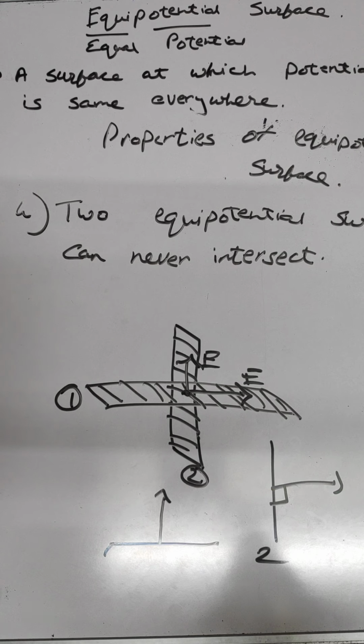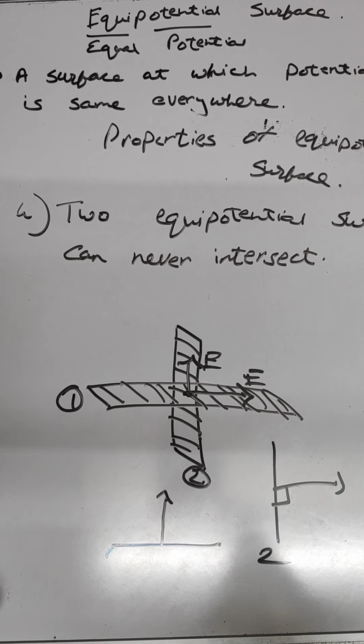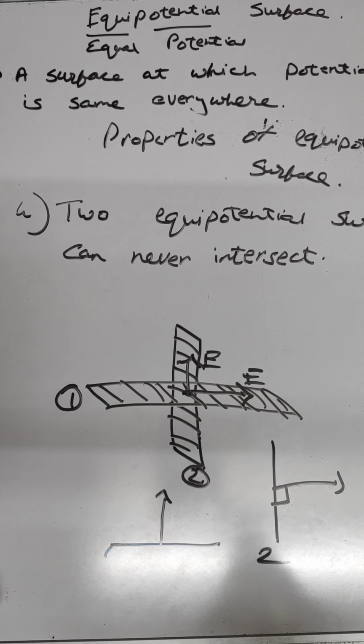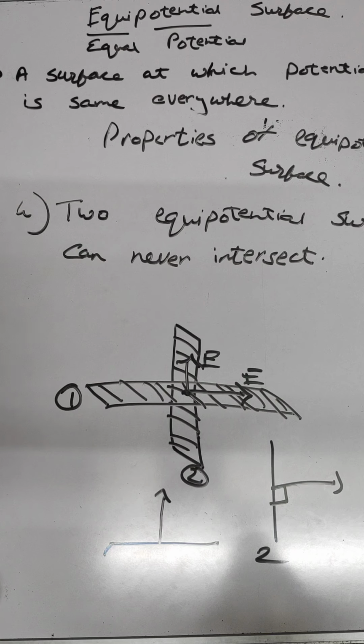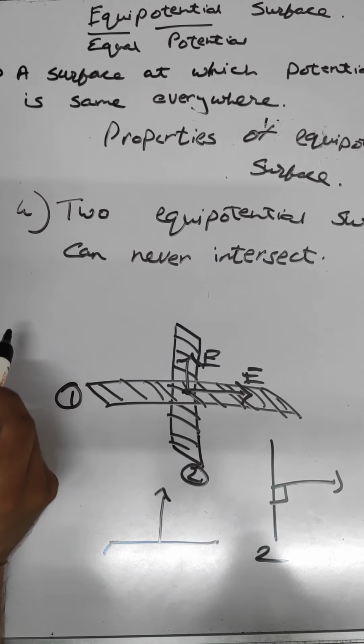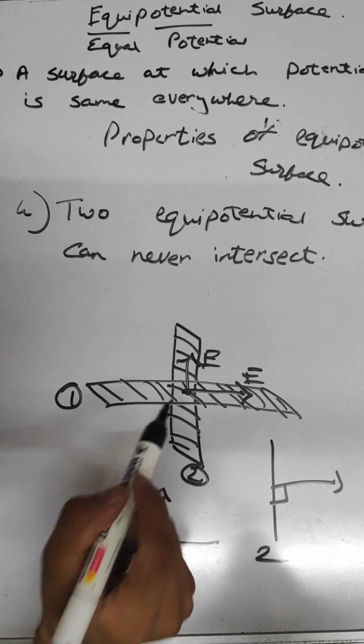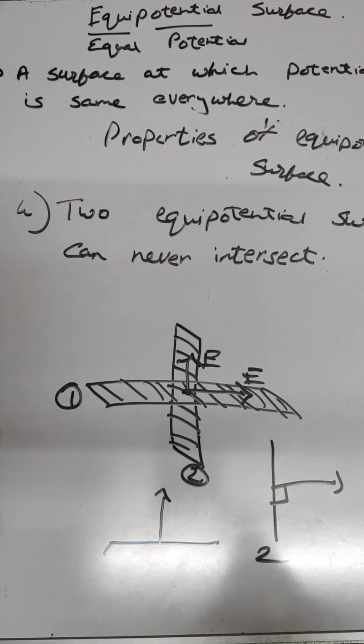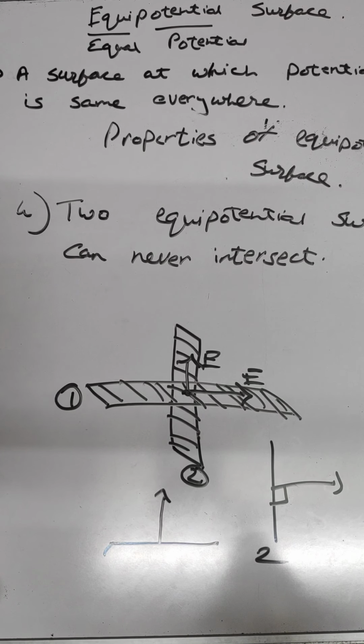At the point of intersection there are 2 directions of electric field, but this is not possible as per the properties of electric field lines or electric field. It is not possible that there are 2 directions of electric field at a single point. So if the two equipotential surfaces intersect, there will be 2 directions of electric field, which is not possible. So 2 equipotential surfaces can never intersect each other. Okay, I hope you are getting it.